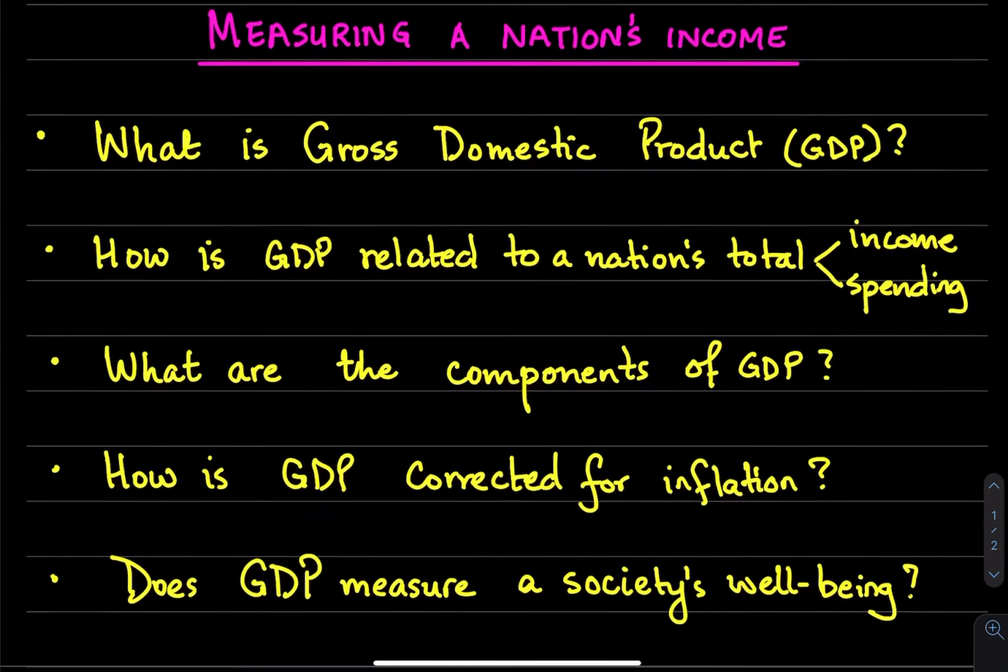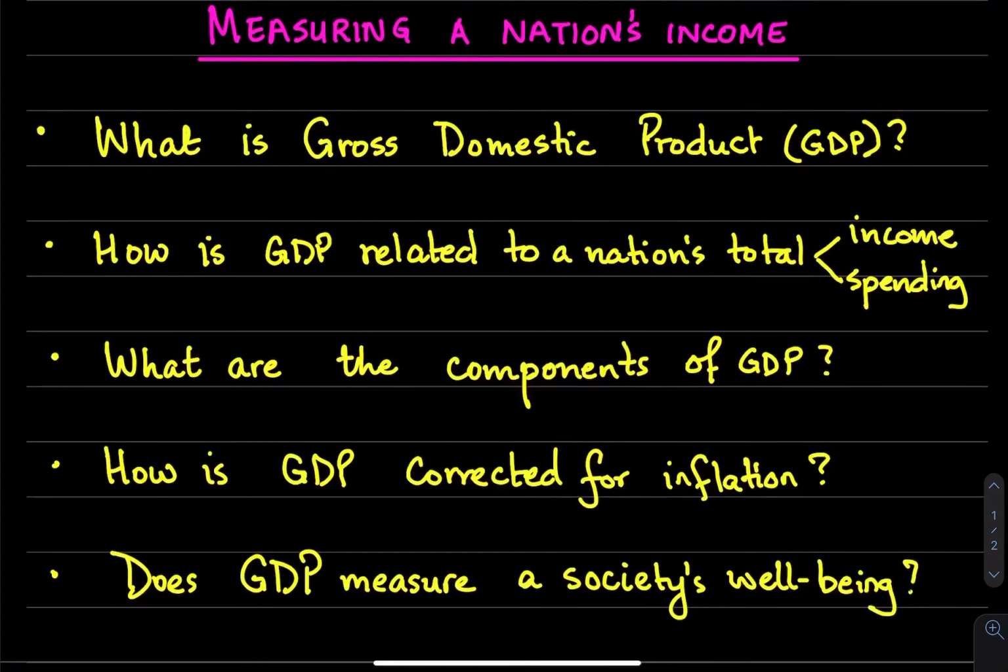And so specifically, if we want to look at what this chapter would cover, we will take a look at what we mean by gross domestic product, or GDP. You may have come across this term before and may even have calculated this in school, but we'll try to take a deeper dive into this. Then we will look at how GDP is related to a nation's total income or spending. What are the different components of GDP? How do we get to that number? And how is GDP corrected for inflation? And finally, does GDP really measure a society's well-being?